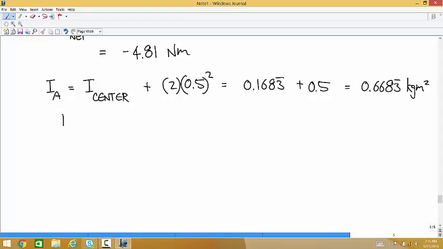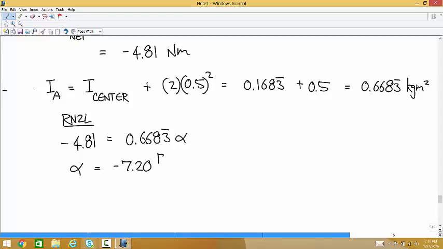And now finally, put it into rotational Newton's second law, and you get negative 4.81 is equal to 0.6683 repeating times the angular acceleration. And so the angular acceleration is negative 7.2 radians per second squared.